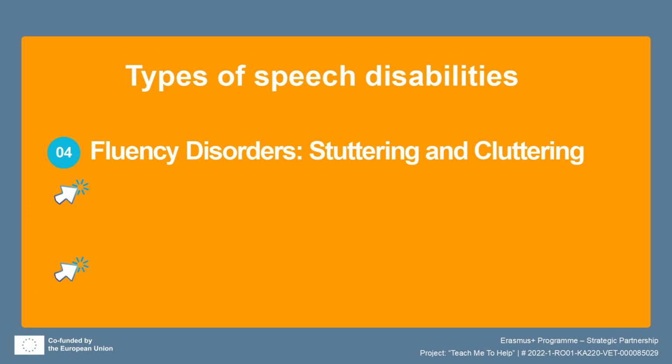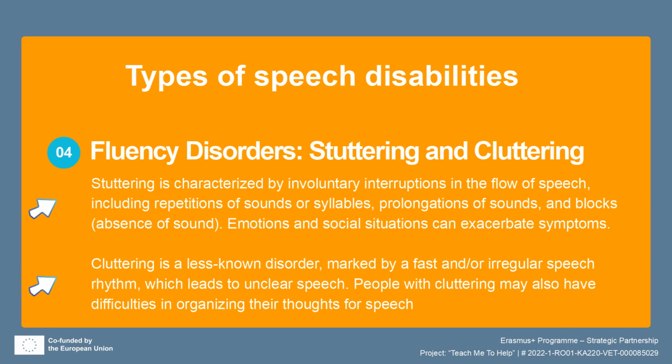Fluency disorders: stuttering and cluttering. Stuttering is characterized by involuntary interruptions in the flow of speech, including repetitions of sounds or syllables, prolongations of sounds and blocks, absence of sound. Emotion and social situations can exacerbate symptoms. Cluttering is a less known disorder, marked by a fast and or irregular speech rhythm, which leads to unclear speech. People with cluttering may also have difficulties in organizing their thoughts for speech.